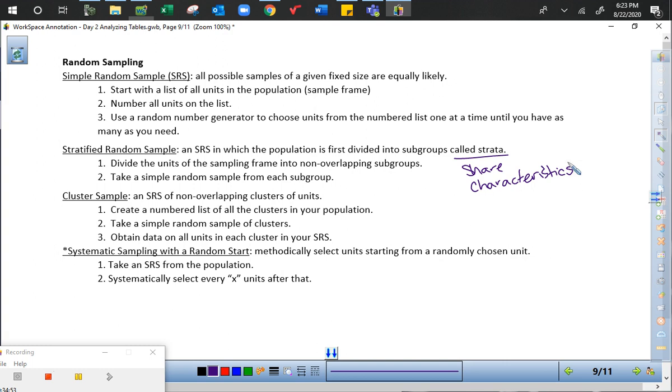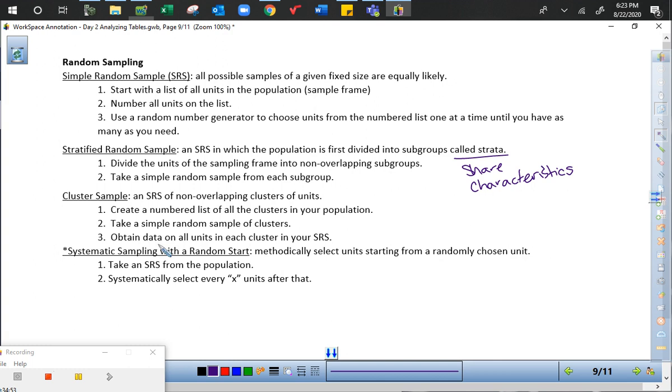The next one is a cluster sample, and it's still a simple random sample, but it's non-overlapping clusters of units. So the reason I said subgroups and clusters, I kind of define that, is because these seem very similar. But if you read the steps, they're slightly different. So the first one is you're creating a numbered list of all the clusters. So you're going to group clusters, and then instead of taking a piece of each group, you're going to take a simple random sample of your groups, your clusters, and then you're going to obtain the data on all the units in your cluster.